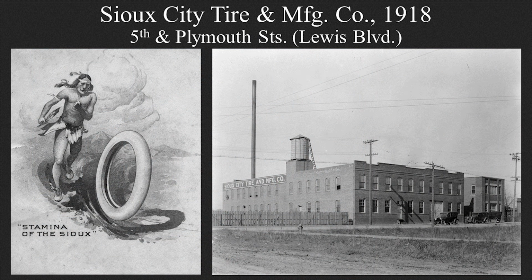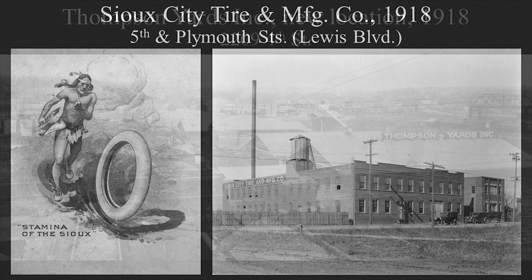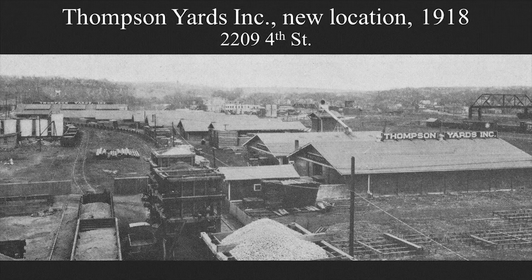The Sioux City Tire and Manufacturing Company started in 1918. They were located at 5th and Plymouth Streets. Plymouth Street is today Lewis Boulevard, or Business Highway 75. This is today where the Sioux Honey Association is located. Thompson Yards Incorporated, a lumber company and coal company, moved to a new location at 2209 4th Street in 1918.